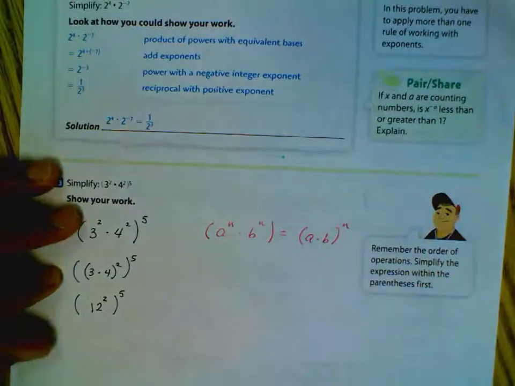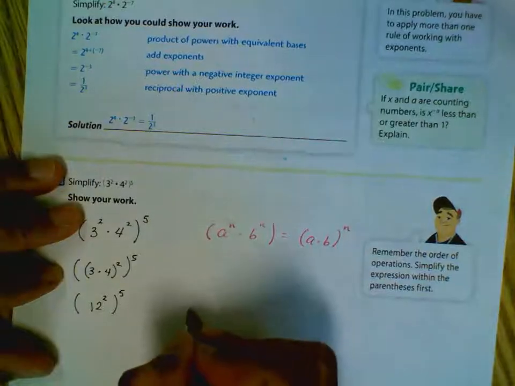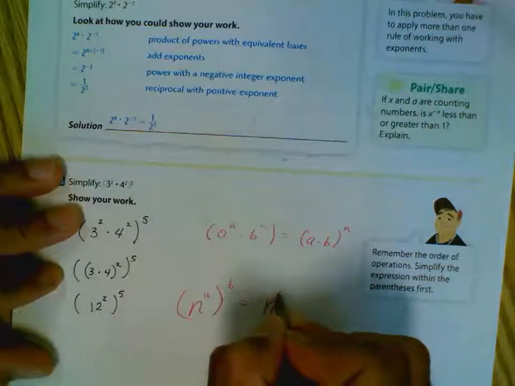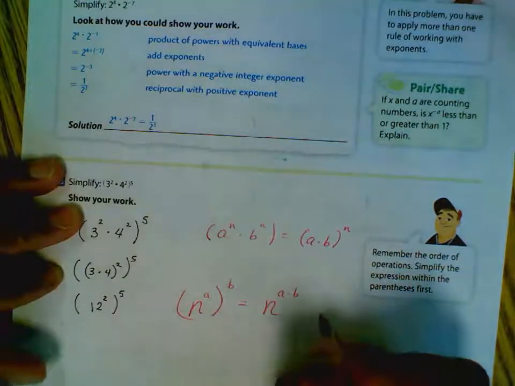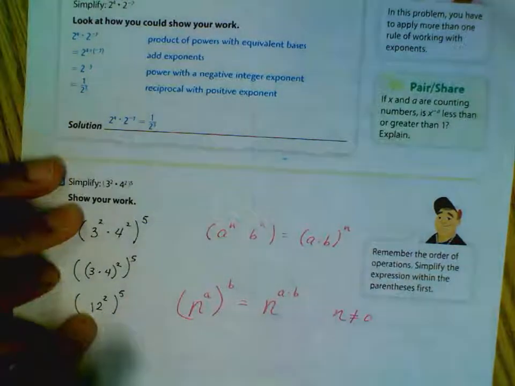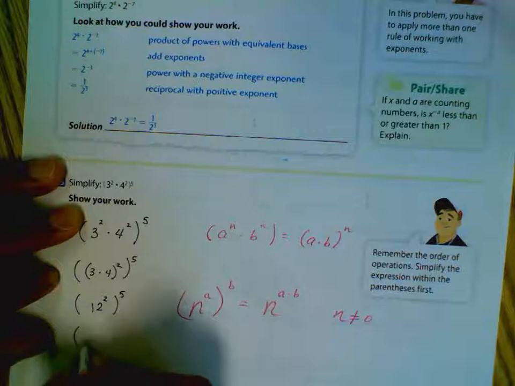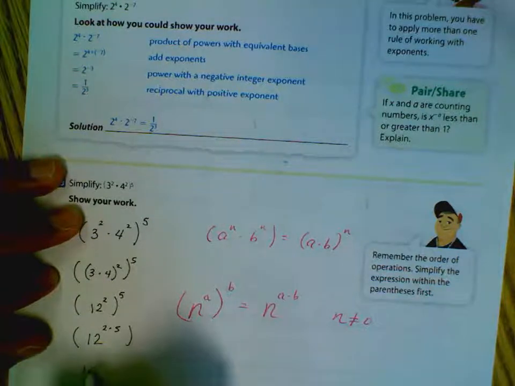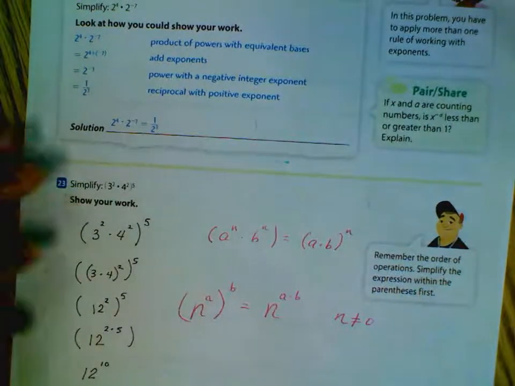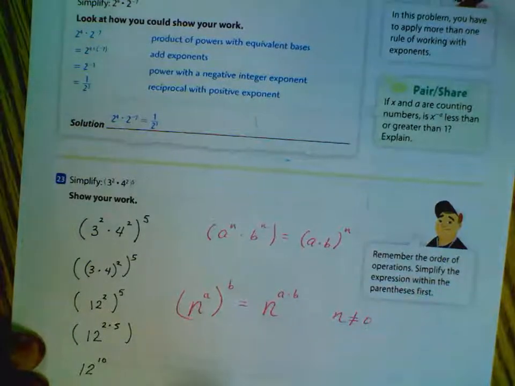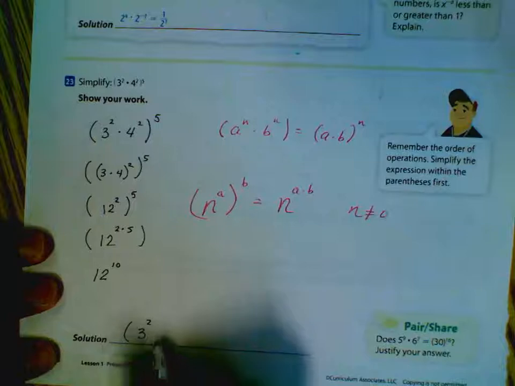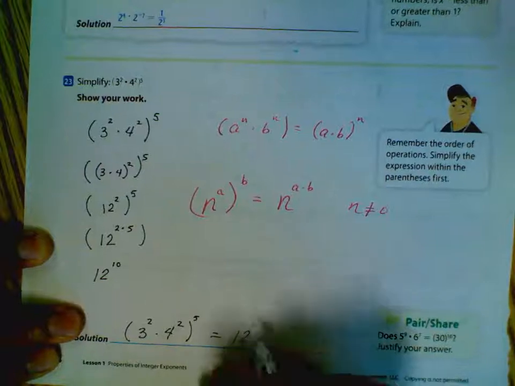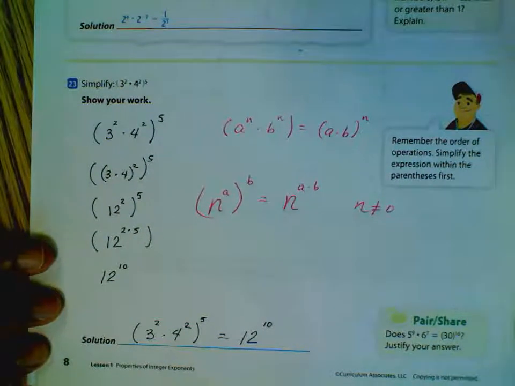to the 5th power. What we have now is a power of a power. So you have n to the a, to the b power, is equal to n to the a times b. Always remember that in this case n has to be different than 0, and it is. So I have 12 to the 2 times 5. My solution will be 12 to the 10th power. So 3 to the 2nd power times 4 to the 2nd power, all to the 5th power, is equal to 12 to the 10th power. Okay?